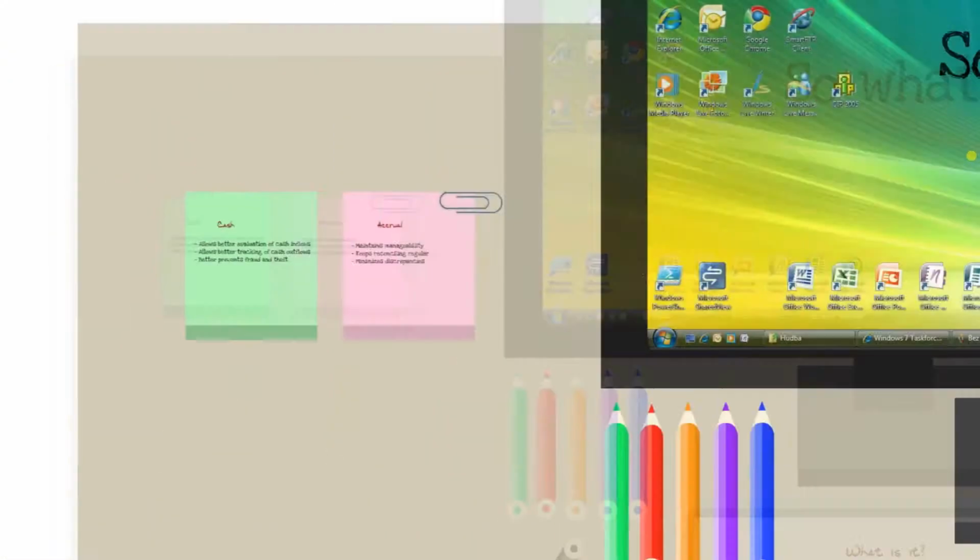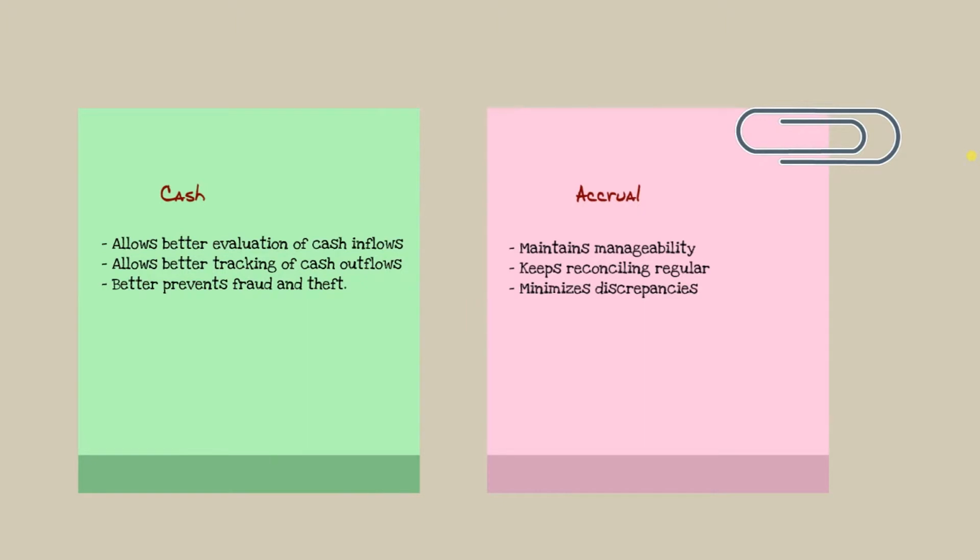On a more fundamental level, the time period assumption supports both the cash and accrual accounting systems. Regular reporting allows for cash to be better monitored, and similarly, regular internal reconciling and reconciling with the bank allows the accrual accounting system to be more manageable and efficient.